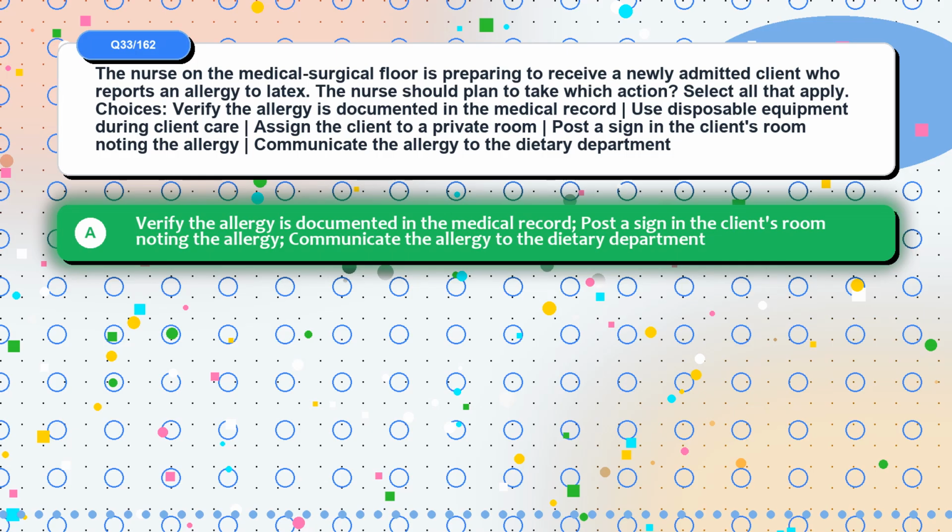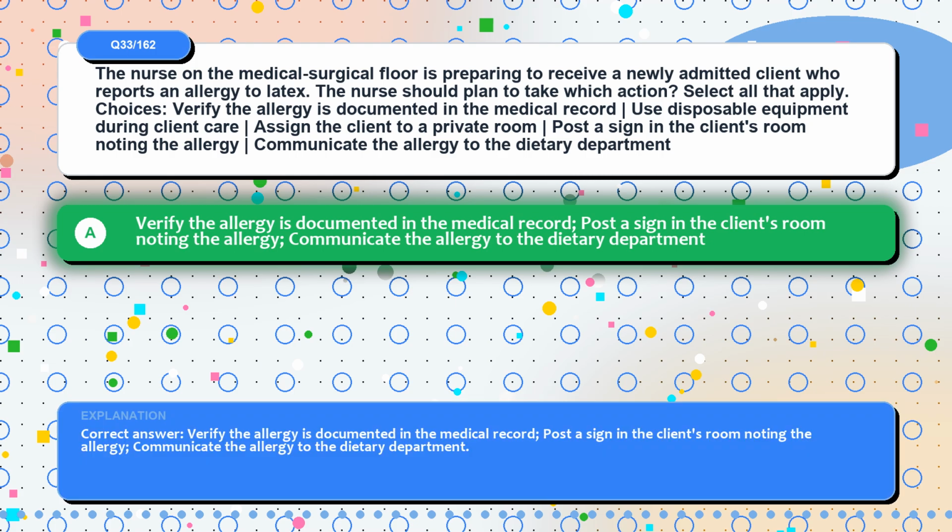The correct answer is option A. Verify the allergy is documented in the medical record. Post a sign in the client's room noting the allergy. Communicate the allergy to the dietary department.